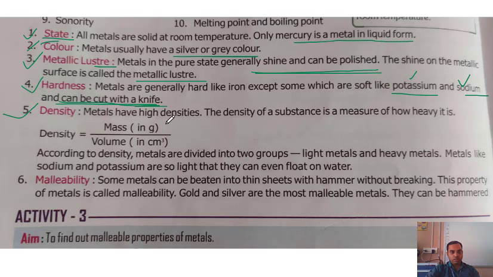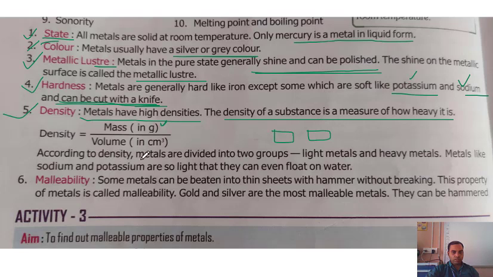What is density? Density is mass per unit volume. In 1 unit volume, what is the mass? That is called density. Metals have high densities. The density of a substance is a measure of how heavy it is. Suppose you take a piece of wood and the same size of iron. Iron will be heavier than wood. Why? Because the density of iron is more.